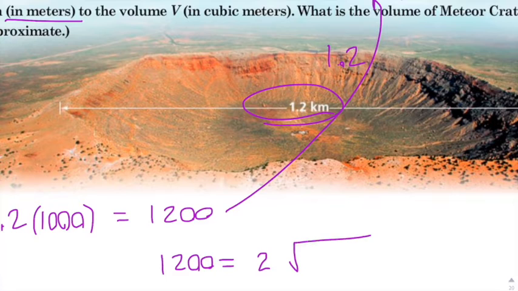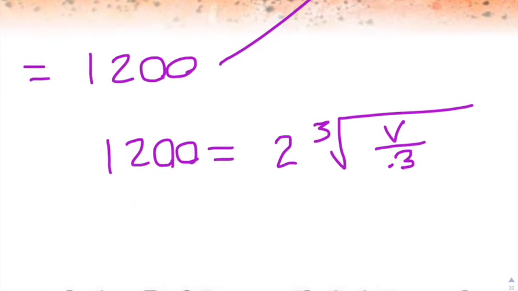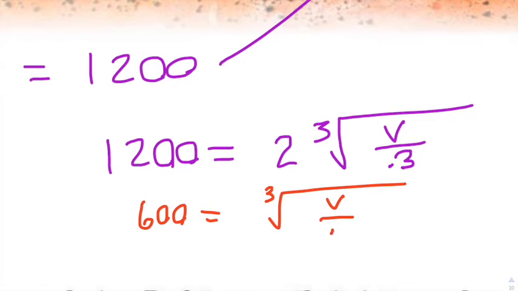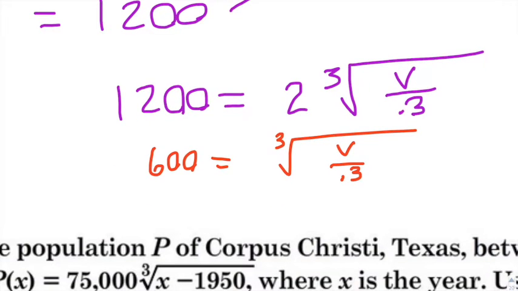So divide by 2, you've got the cube root of V divided by 0.3. First, you want to get the radical by itself, so we'll divide both sides by 2. I'll get 600. Then that's the cube root, and you still have V divided by 0.3. To undo a cube, we're going to cube both sides, which is probably going to get us a really large number here. Let me grab my calculator.